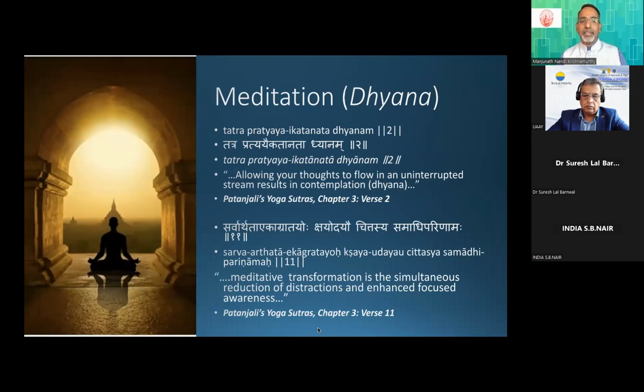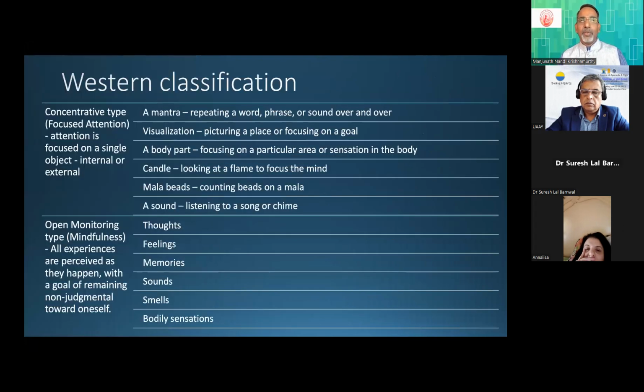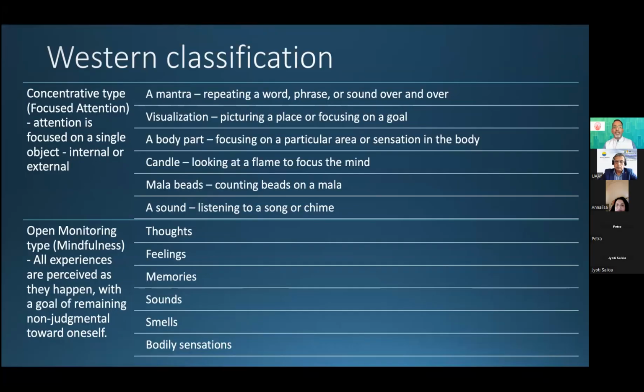We all know the basic definition of dhyana given by sage Patanjali: Tatra Pratyaya Ekatanata Dhyanam, which says that allowing your thoughts to flow in an uninterrupted stream and taking yourself to that state of contemplation is dhyana. If you look at the way meditation is progressing, we have multiple classifications. In the East, it is as simple as sage Patanjali described.